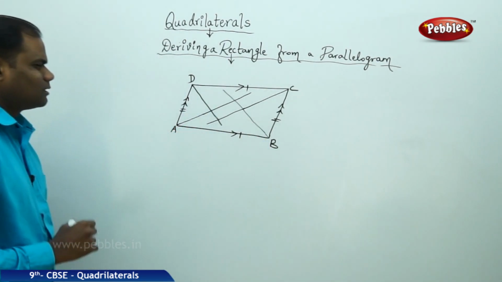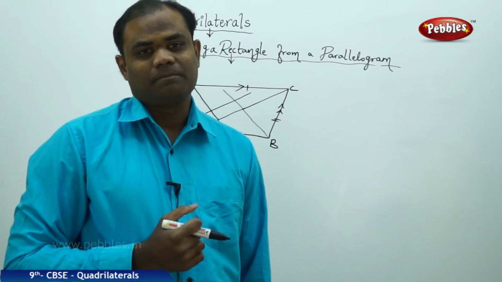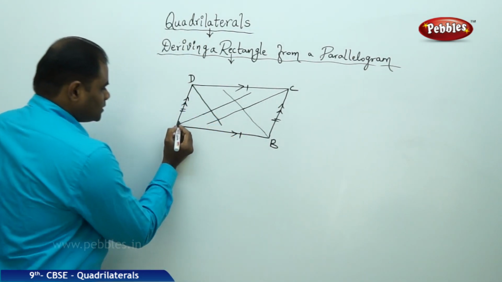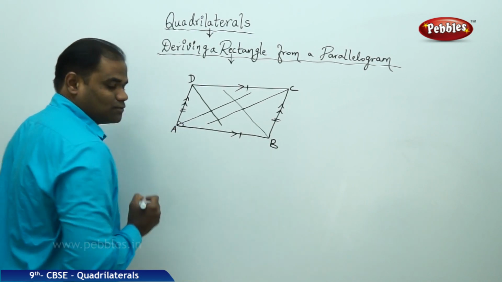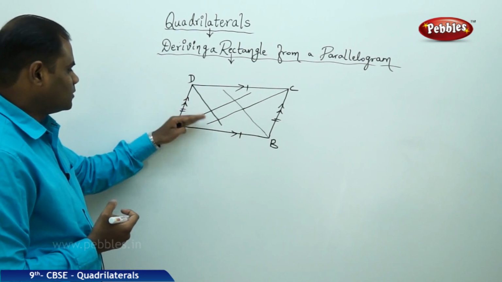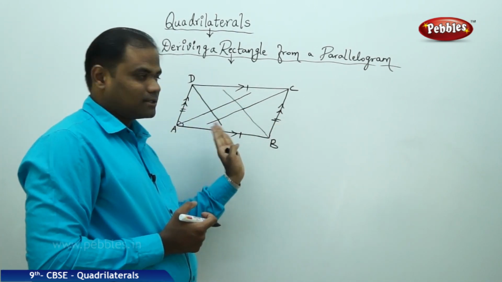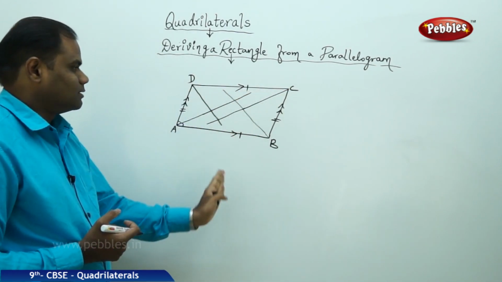So I have taken for each angle of a parallelogram a bisector, that is a line which makes equal angles on either side, is what we call the bisector. So here I take a line which makes equal angles on either side. I take another line which makes equal angles on the other side, similarly at C and D.